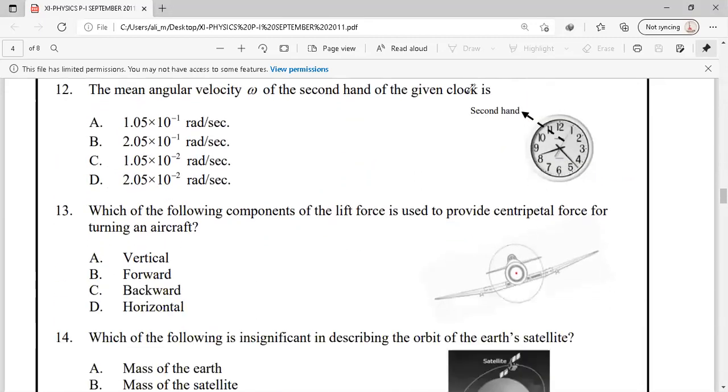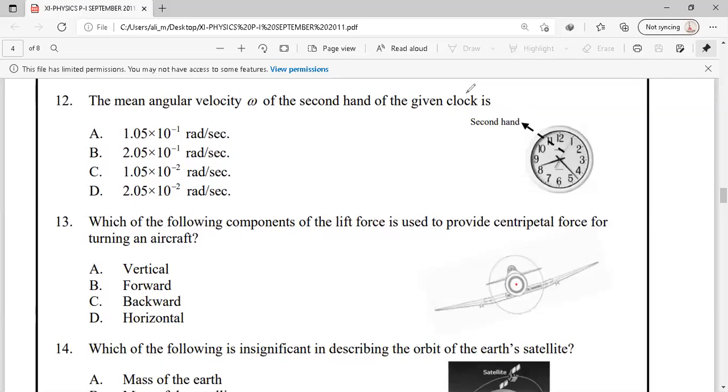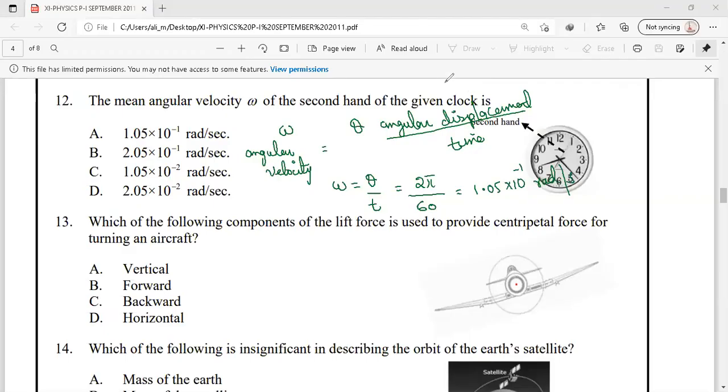Then we have questions number 12 and 13. The mean angular velocity omega of the second's hand in the given clock will be. The formula for the angular velocity is angular displacement over time. So omega is equal to theta over t. The angular displacement covered by the second's hand in one complete rotation is 2 pi, while the time it takes is 60 seconds. So 2 pi radians divided by 60 seconds will be equal to 1.05 times 10 raised to the power minus 1 radians per second. So option A is our right answer.